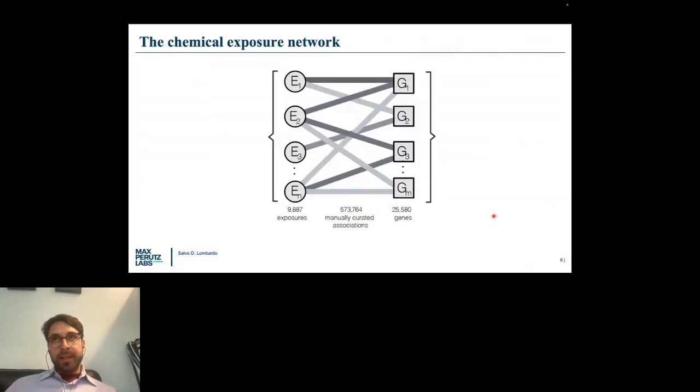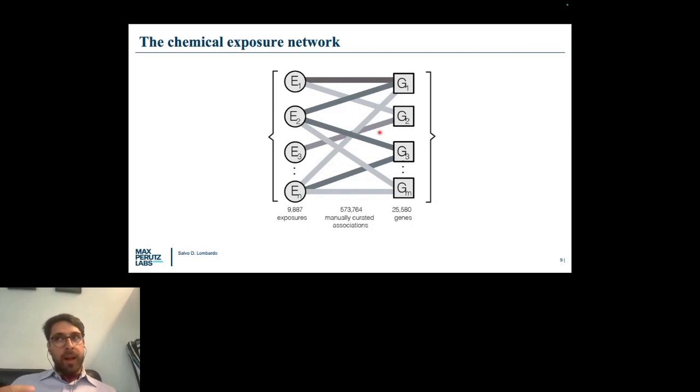The way we have done that, as I mentioned before, is creating this bipartite graph. A bipartite graph is a graph where on one side we have a group of nodes that share a typology, that they are in the same group. In this case, those are exposures, so chemical exposures. On the other side of the graph, we have another type of node, which are genes, and then a connection is built whether there is an association or not.